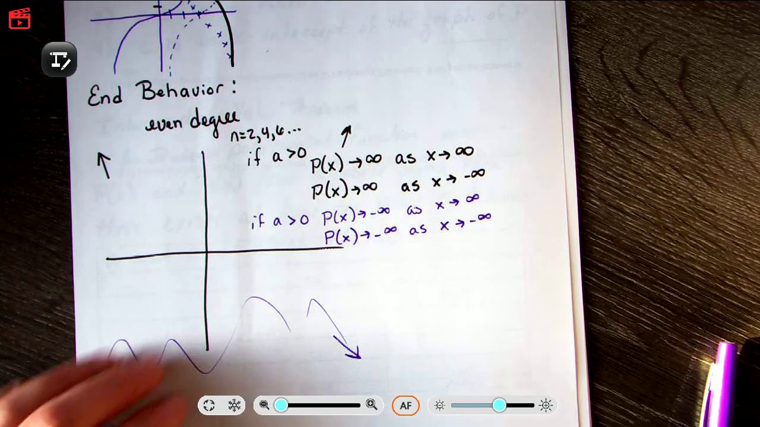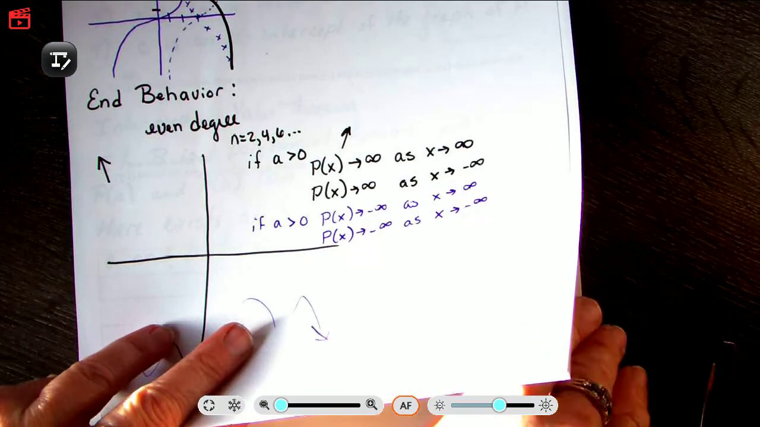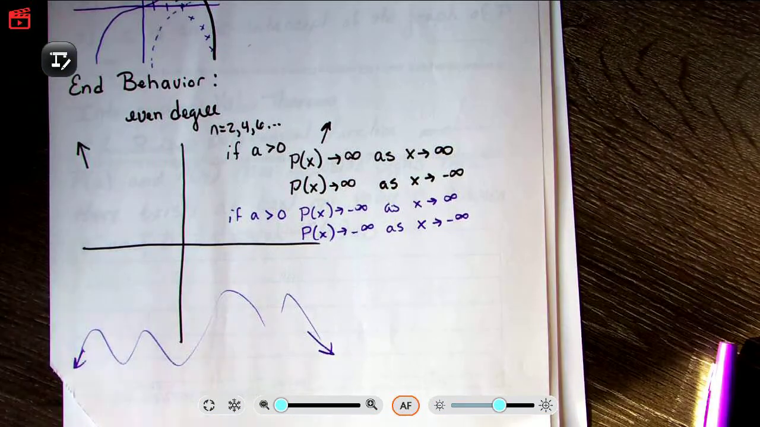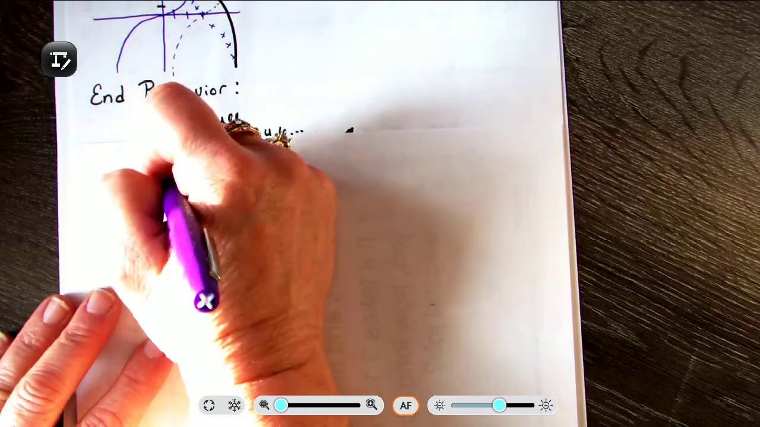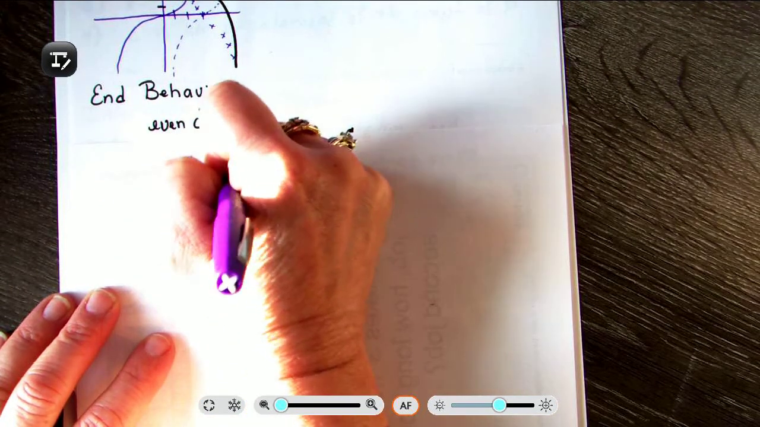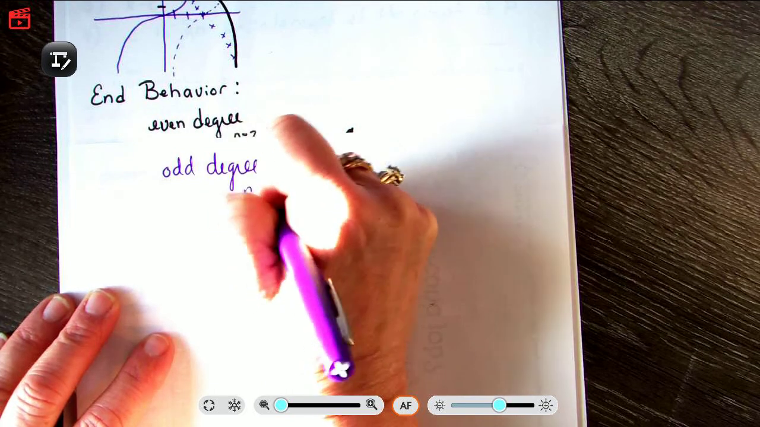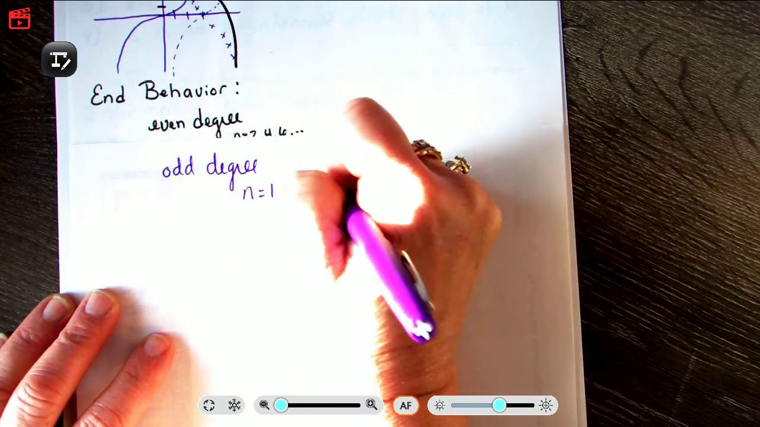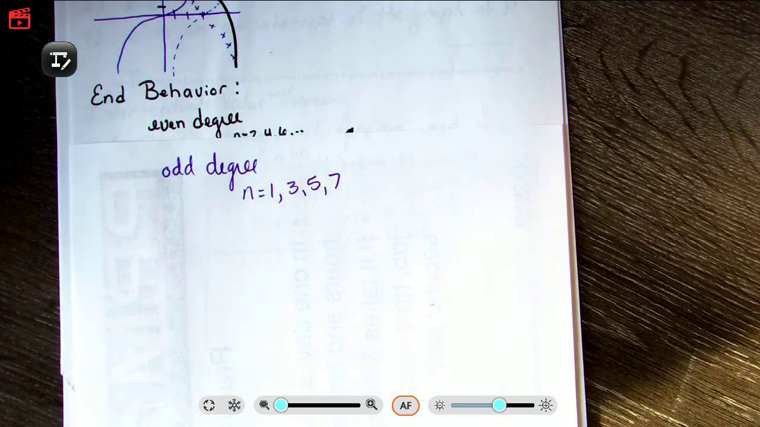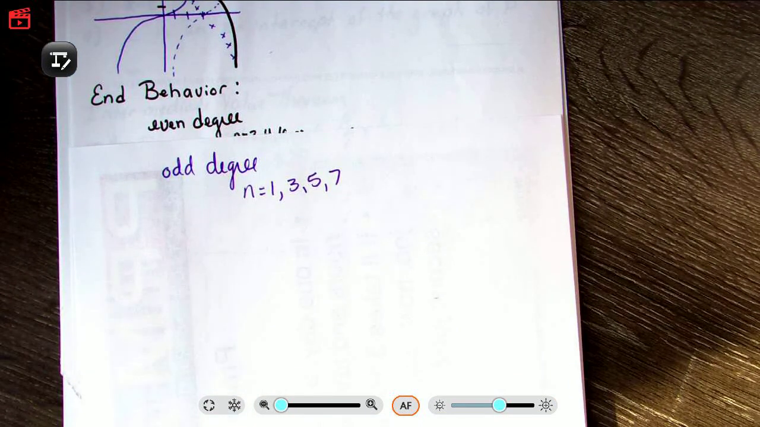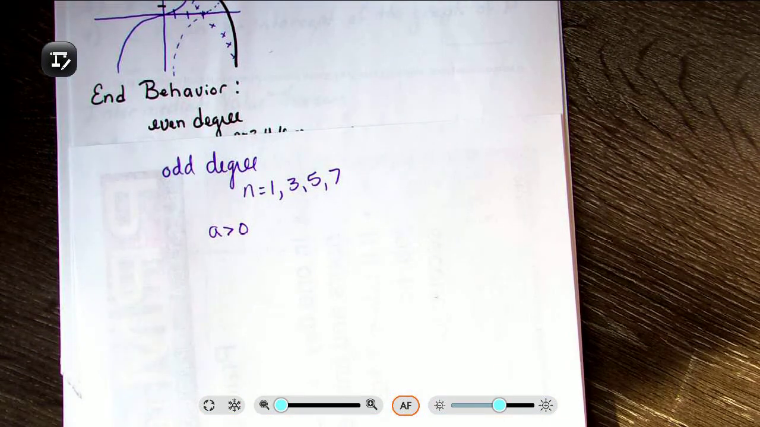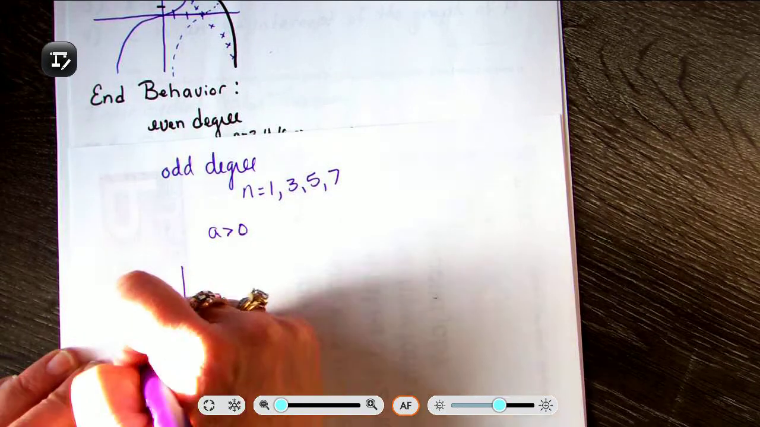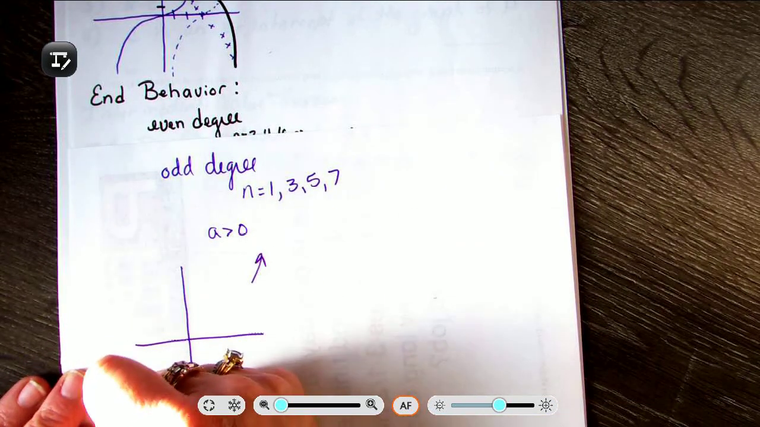If we have an odd degree, so that's if it's an even, the ends do the same thing. Either they're both going up or they're both going down, depending on that leading coefficient. If you have an odd degree, so if n is equal to 1 or 3 or 5 or 7, think of what those functions do. Look at your x, x cubed, x to the 5th. If your leading coefficient is positive, like x, x cubed, we will have this sort of thing going on.